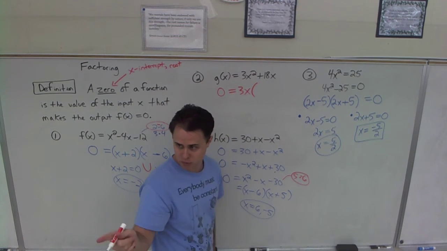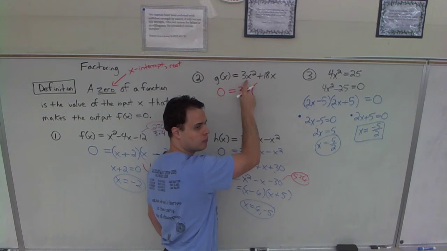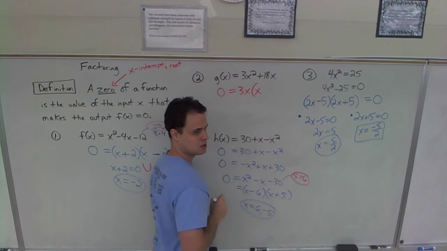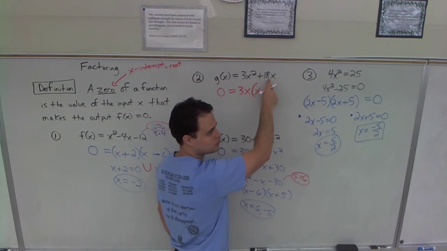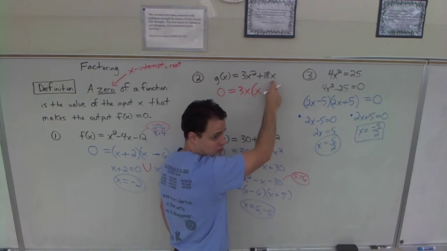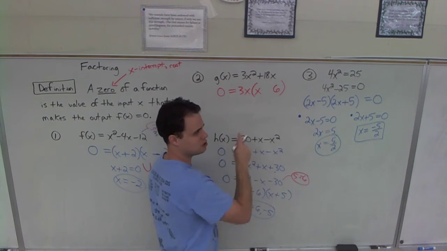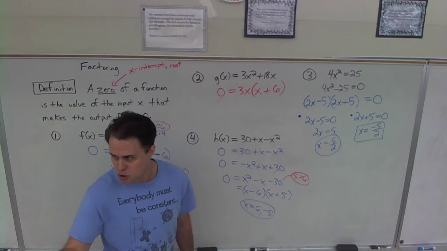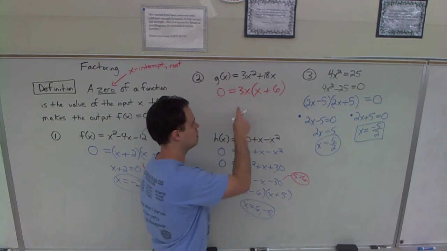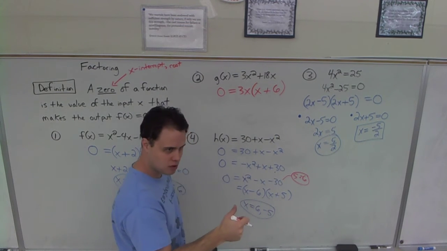Bradley identified it, 3x. What's left when you pull it out of each one? That's what he didn't do. Good. What's left when you pull 3x out of 3x squared? 1 more x. What's left when you pull 3x out of 18x? The x has been pulled out. So 6. There's Bradley's 6. And what goes in the middle on this one? Plus, right? If you're not sure, distribute it back through. That's what you can always do with factoring. That is 3x squared. That is 18x. That is the same thing.